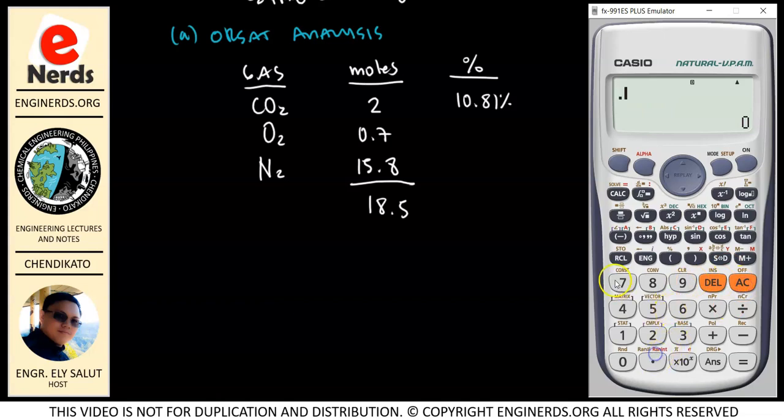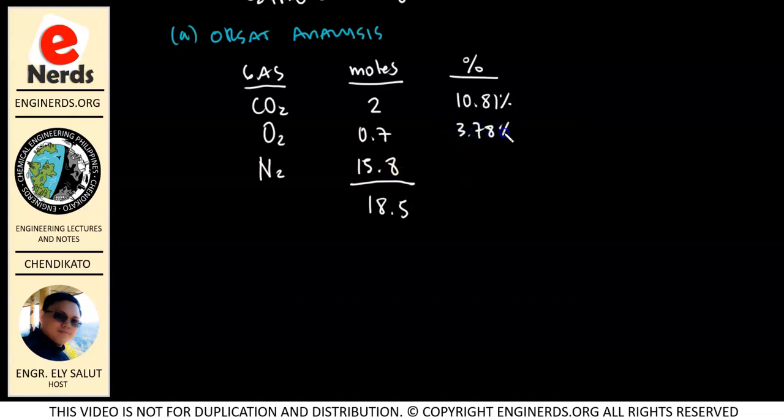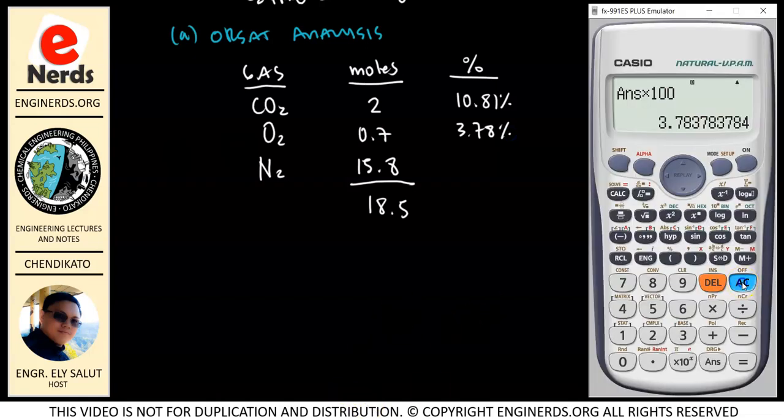We have 0.7 divided by 18.5 times 100. So we have 3.78. Okay, so 3.78%. And then finally, how much N2 do we have?